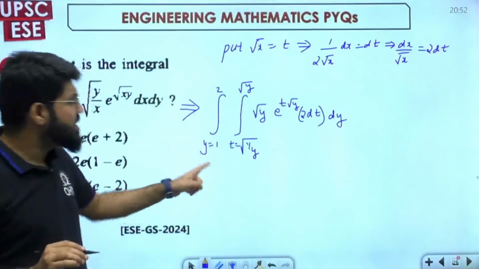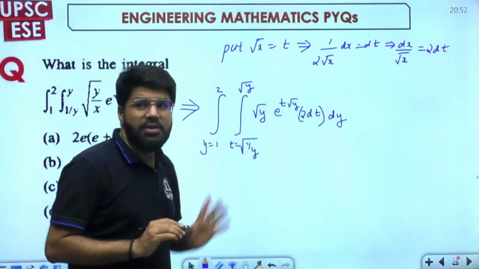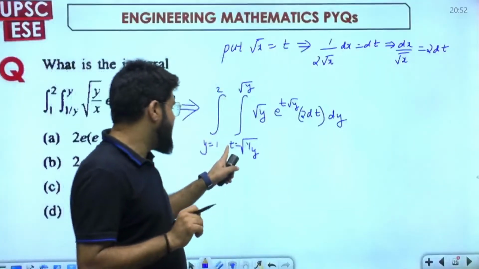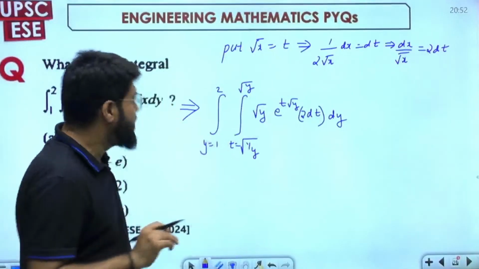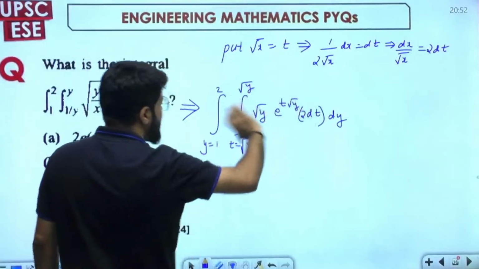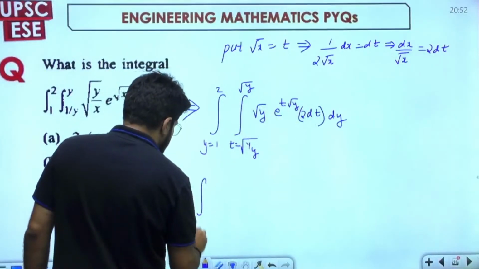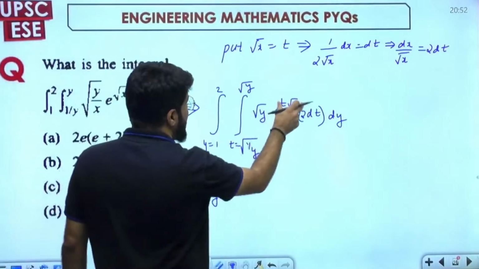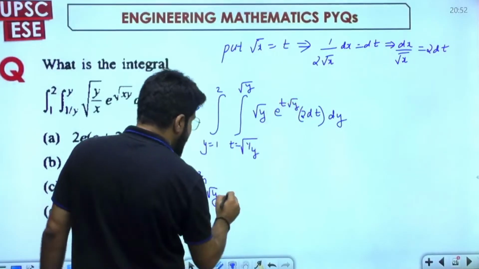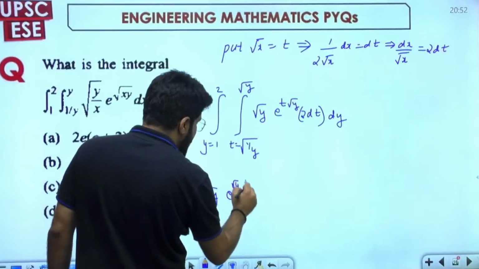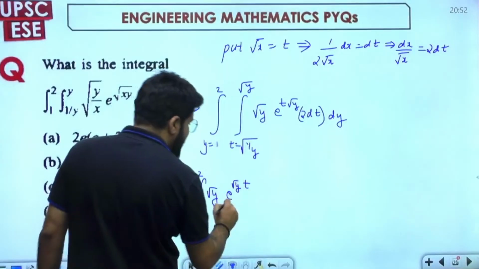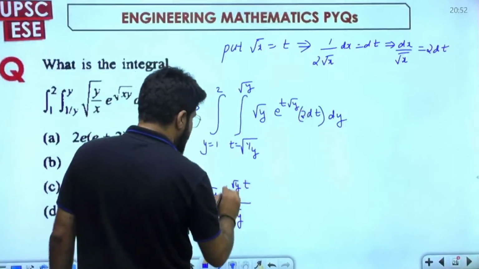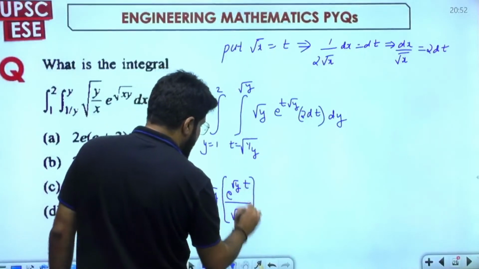Anyway, the first step now will be integrating with t. The limit of t depends on y, and when you integrate with t first, y will be constant, so all these root y terms do not matter. So now the integral y equal to 1 to 2, integrating with t, root y constant, e power t root y is like e power at. What is the integral of e power at? It is e power at divided by a, into this 2 dt, and first we have to put down the limit of t.